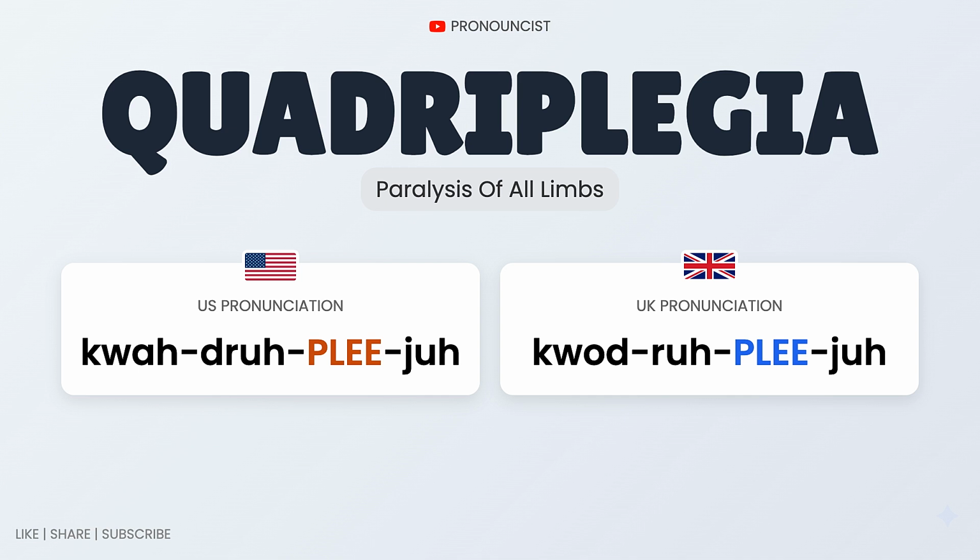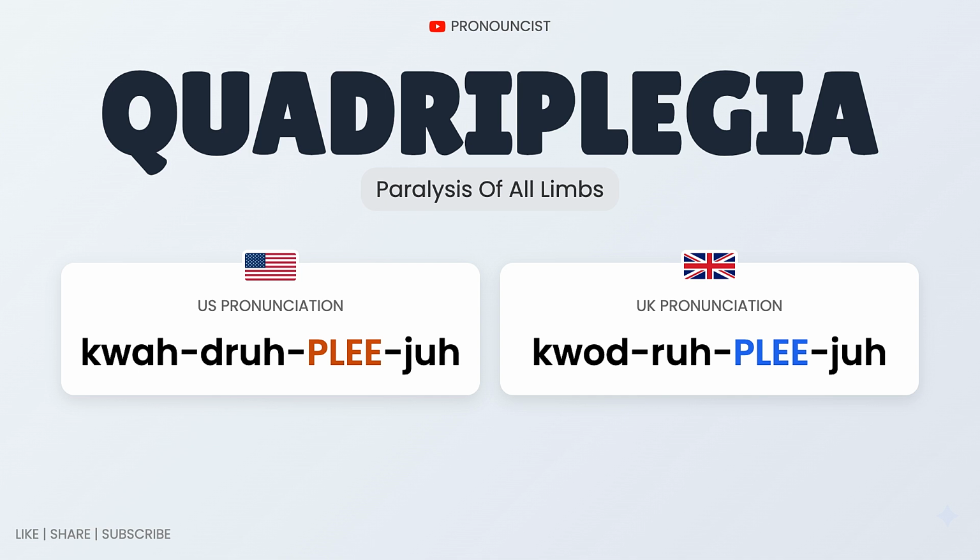Now, let's focus on British pronunciation of this word, quadriplegia. Now, read the syllables of British pronunciation shown on the screen naturally. Quad, r, pli, j, quadriplegia. In US, stress pli. In UK, stress quad.